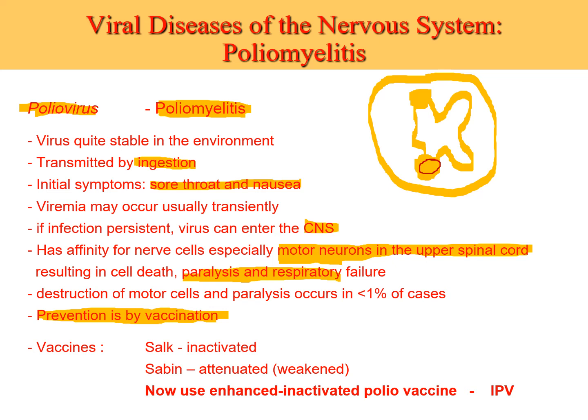In the early 1950s, Salk developed a vaccine, and Sabin also, and these two saved millions and millions of lives. Many people died from it or were paralyzed for the rest of their life. These inactivated or weakened kinds of vaccines are no longer used. Now it's enhanced inactivated vaccine. That's the type that's given now.